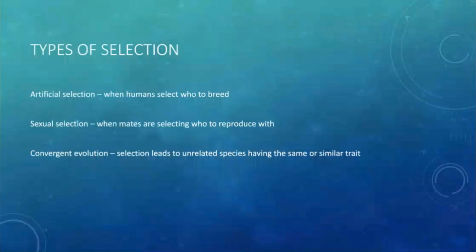Third would be convergent evolution. This is when selection leads to unrelated species having the same or similar trait. For example, in butterflies, some unrelated species have the exact same trait, which could range from the same wing pattern, size, or color. This occurs because of the similar conditions both species have been put in, and the same selection force has been similar, causing them to have the same trait, which is known as convergent evolution.